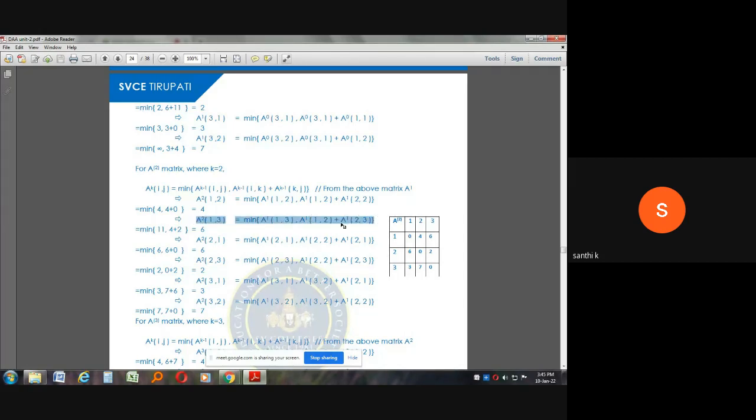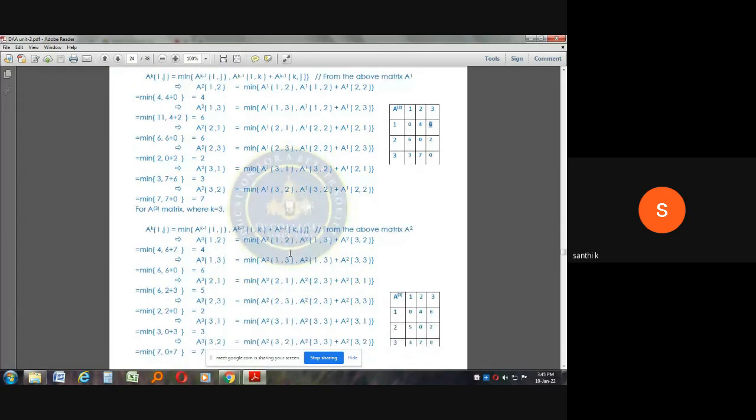A power 2 1 comma 3 is the minimum of A power 1 1 comma 3, and A power 1 1 comma k plus A power 1 k comma 3, that is 1 comma 2 plus 2 comma 3. So minimum of 11 comma 6. The minimum is 6, so instead of 11 we got 6. So only this value will get changed in the A2 matrix.